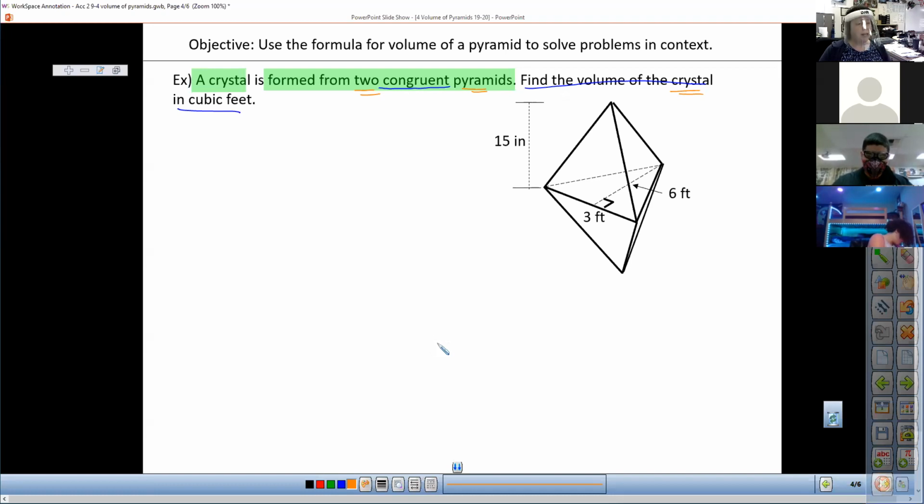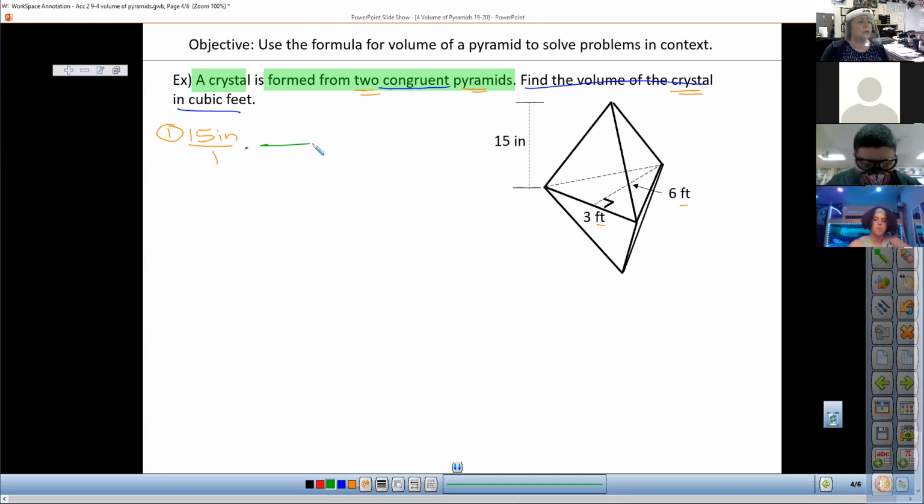But first we have to realize if we want this volume to be in cubic feet, we do have a measurement that is in inches. Two of them are in feet. That's good. They can stay. The inches needs to be converted. So the first thing I'm going to do is take my 15 inches and convert it to feet.